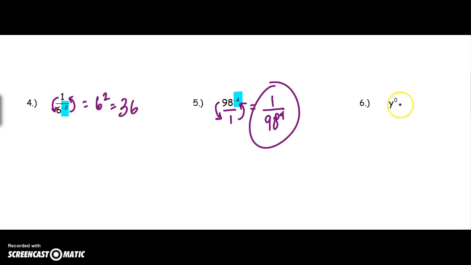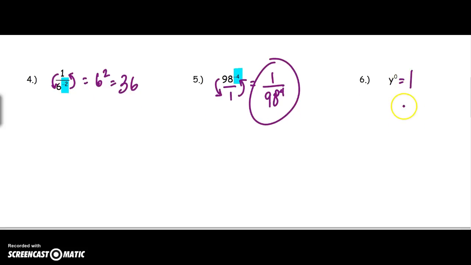Example number 6, it's raised to the 0 power. So your answer is just 1.